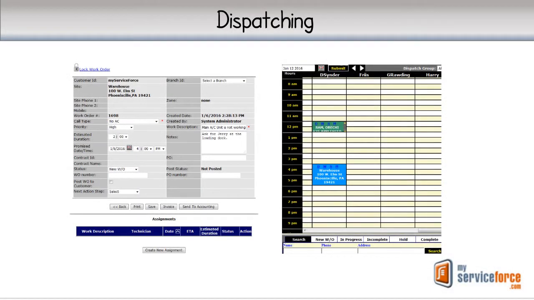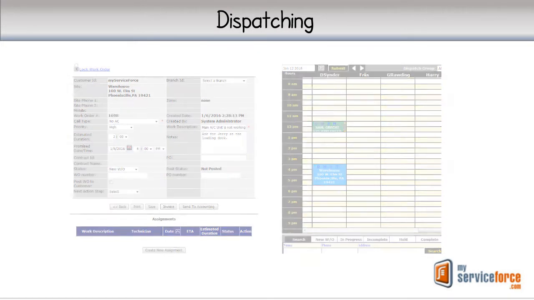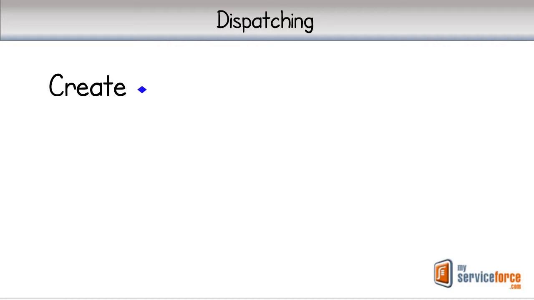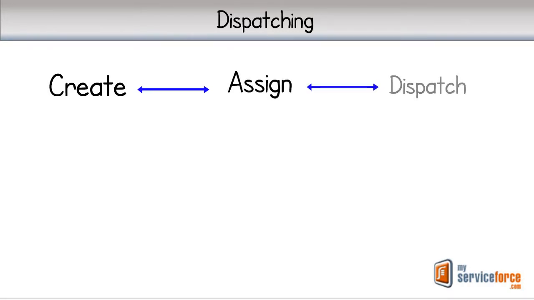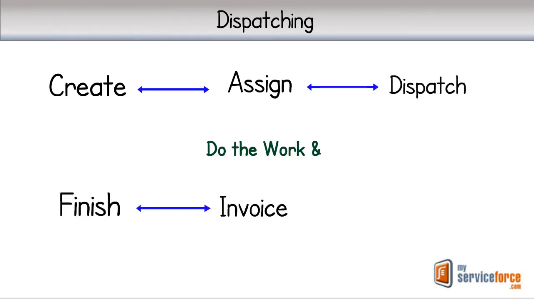Now let's take a look at the terms we associate with sending work orders to the technicians. There's not too much here that's not pretty obvious, but remember the order of the job steps. Create a work order, assign the work order to a technician, dispatch the assignment, finish the assignment, and invoice and collect payment.